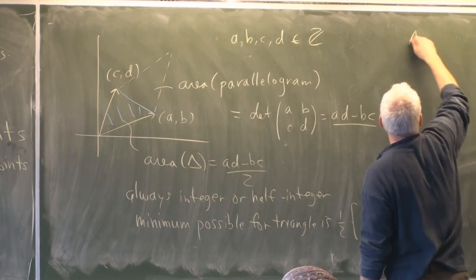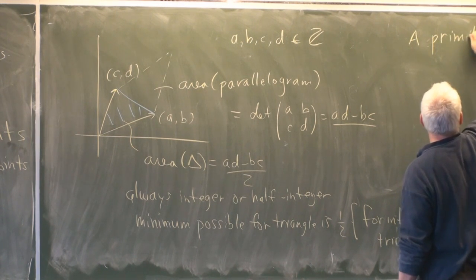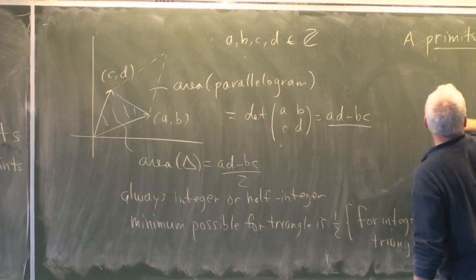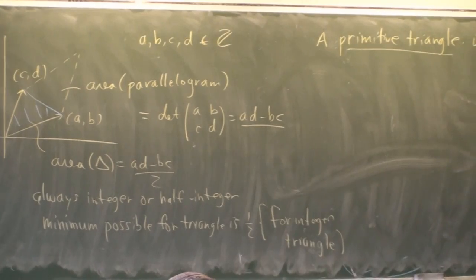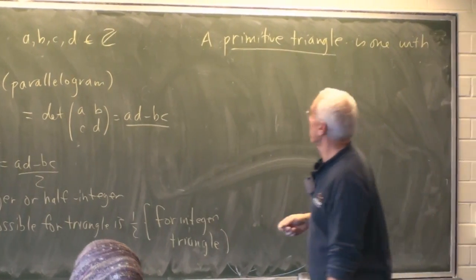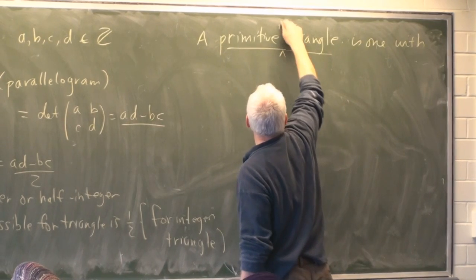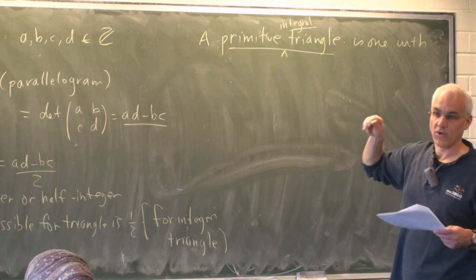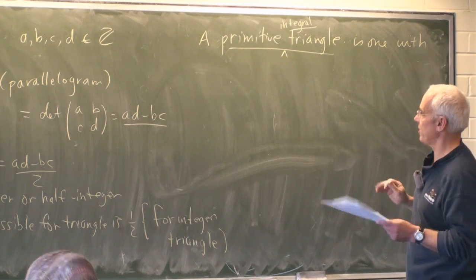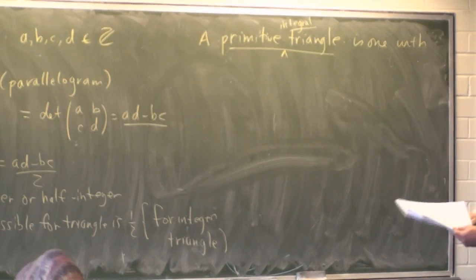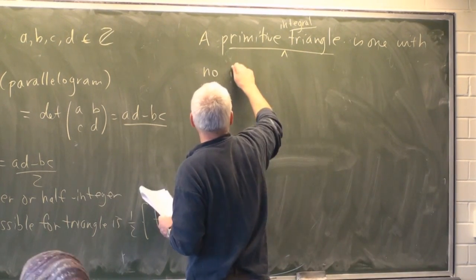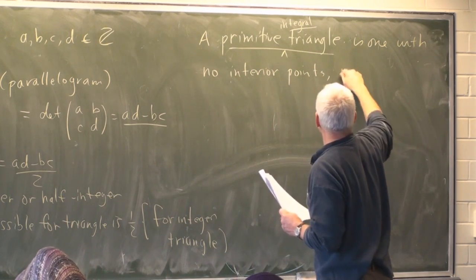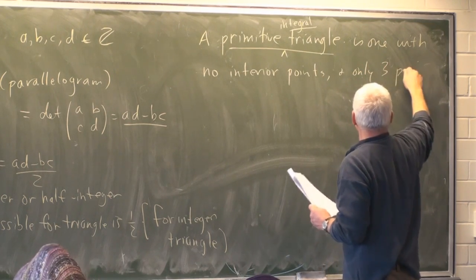Now, a primitive triangle is one with, or primitive integral triangle. Okay, I'm only talking about integral triangles. That is ones where the corners or the vertices all have integer coefficients. Yeah, that's all I'm going to be talking about. But a primitive such triangle is one with no interior points and only 3 points on the boundary.